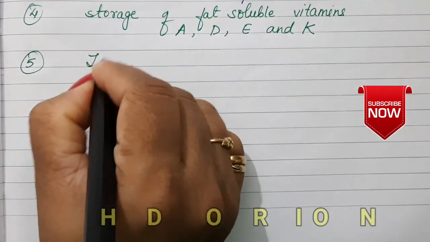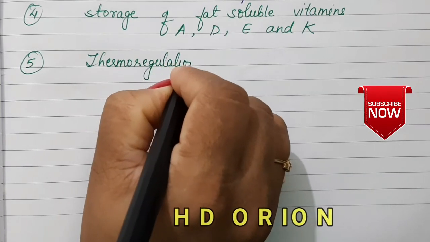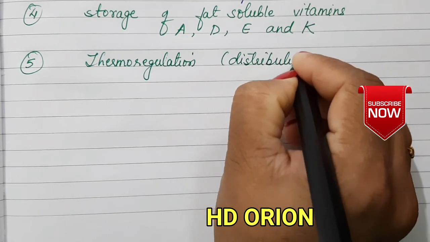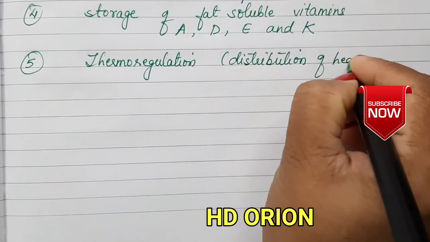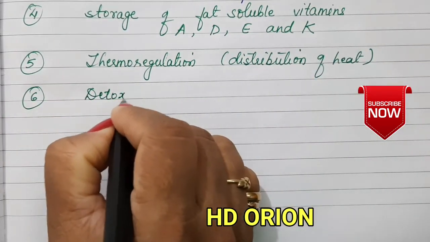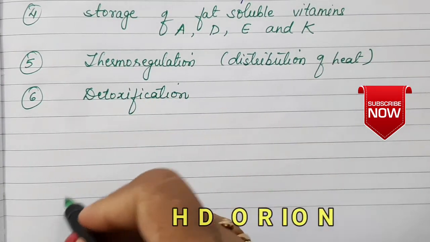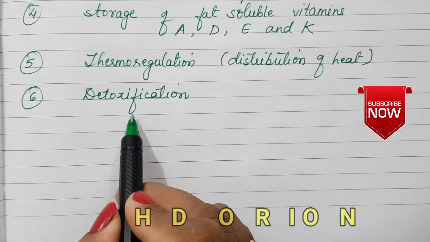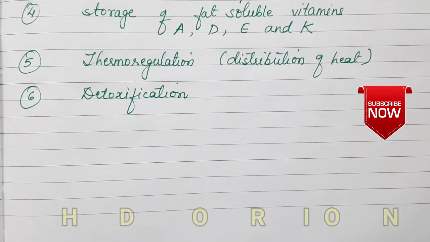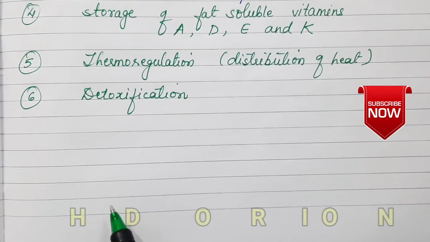Then the liver helps in thermoregulation. It helps in proper distribution of heat. The liver also helps in detoxification. Whatever toxic substances are present, it removes them with the help of the Kupffer cells. So we have seen the major functions of the liver. So this is all about this digestive gland, liver, which is the largest digestive gland.